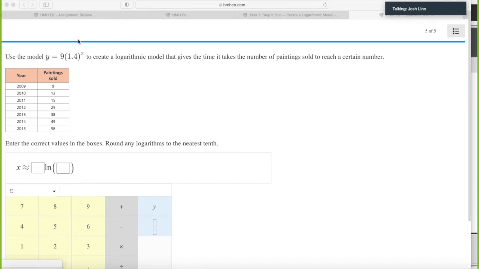Last but not least, it says use the model we've been working with to create a logarithmic model that gives the time it takes the number of paintings sold to reach a certain number. So again, we have y equals blah blah blah x. We want to change that to blah blah blah y equals x. So this is where they did that trickery on us. We know that we need to get this x out of the exponent, so we know we're going to be taking a log of something. So why not use natural log, right? And look, down here in the answer there's a natural log.